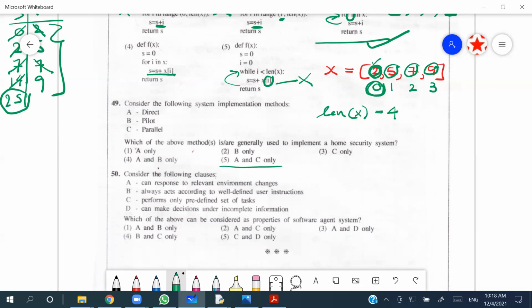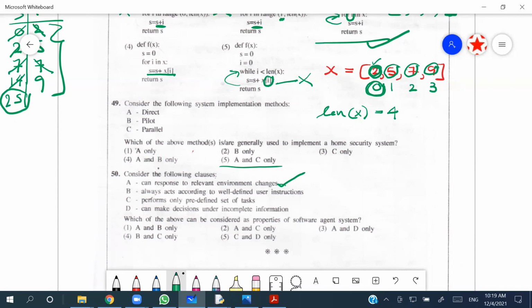The 50th, consider the following clues. Yeah, they are talking about software agent systems, right? Which of the above can be considered as properties of software agent systems? Can respond to relevant environment changes? Yes, of course, it can respond to the environment changes. Always act according to the well-defined user instructions?